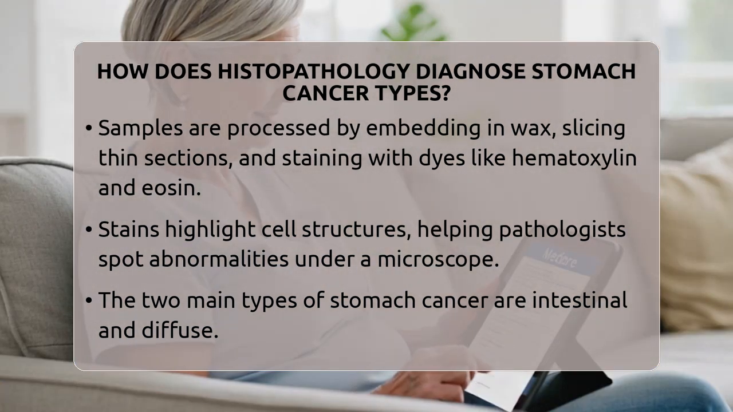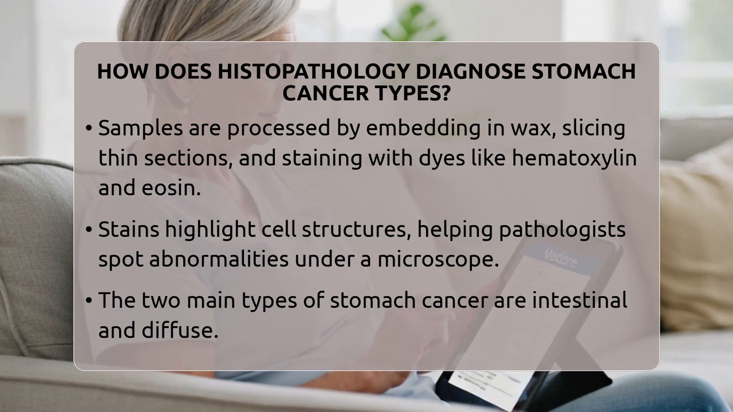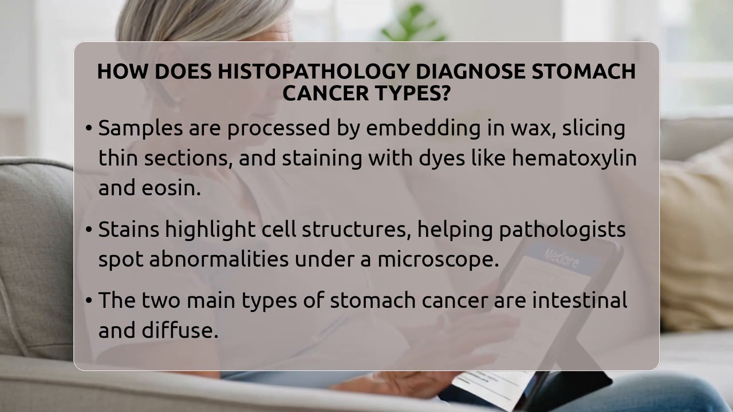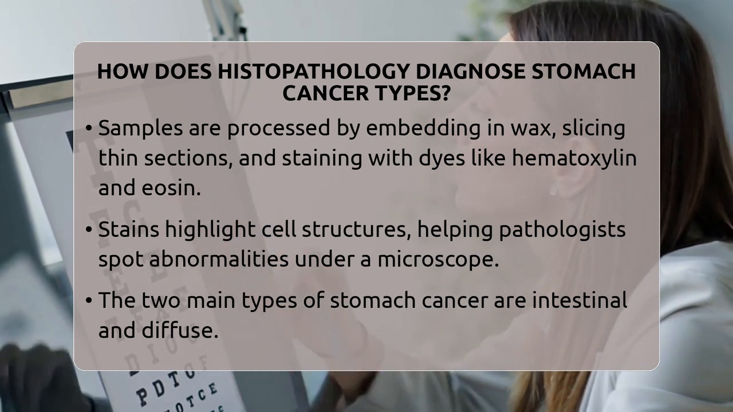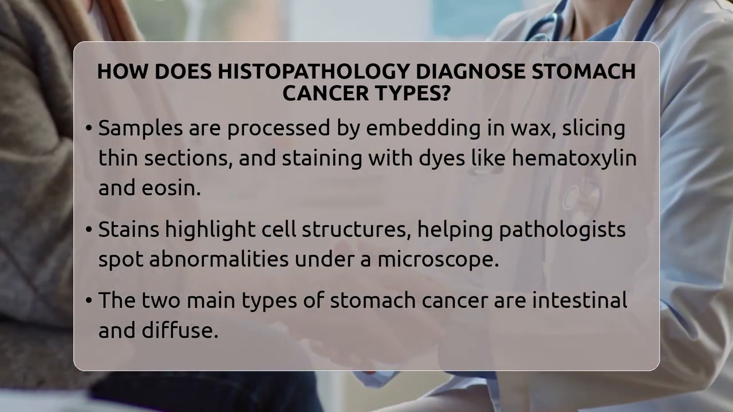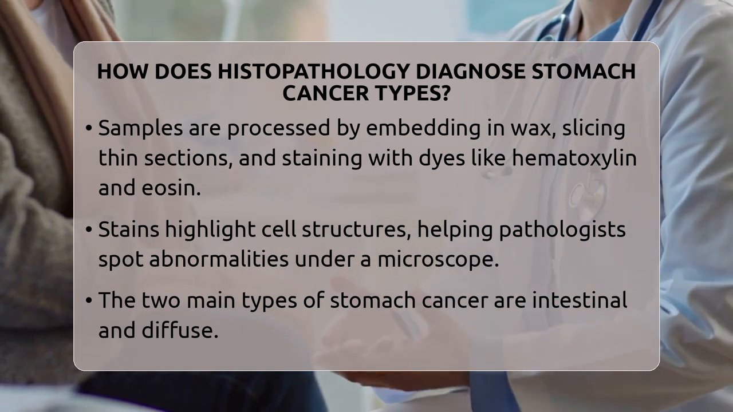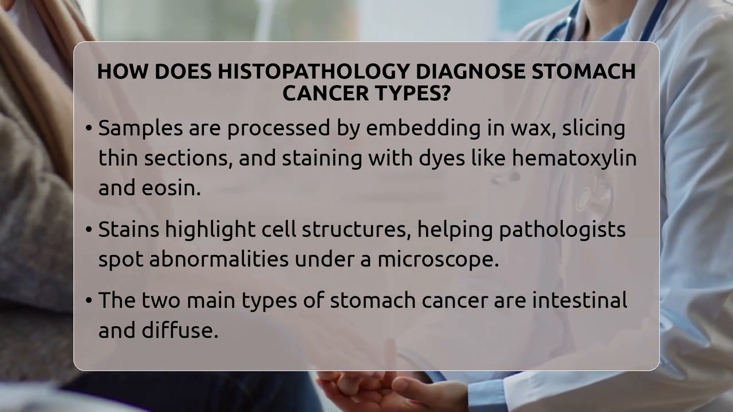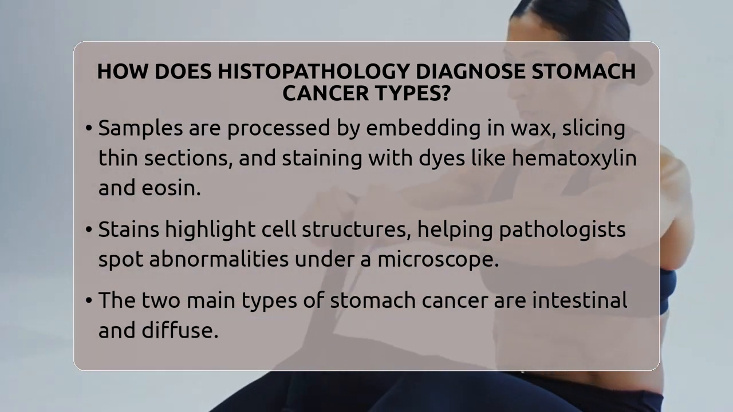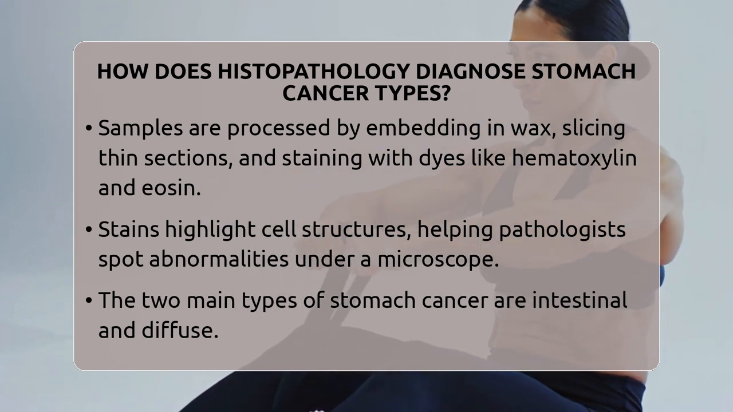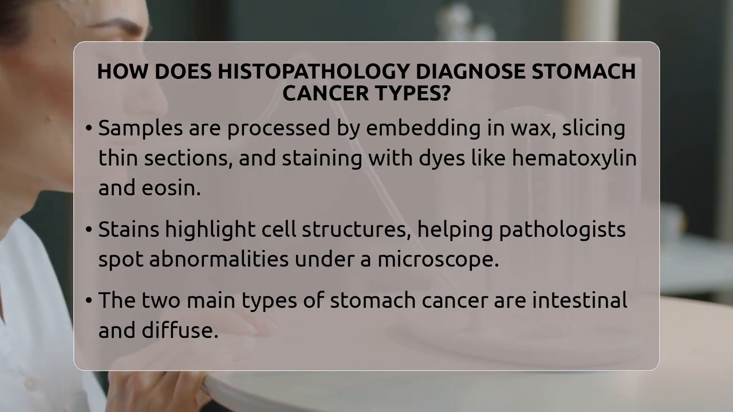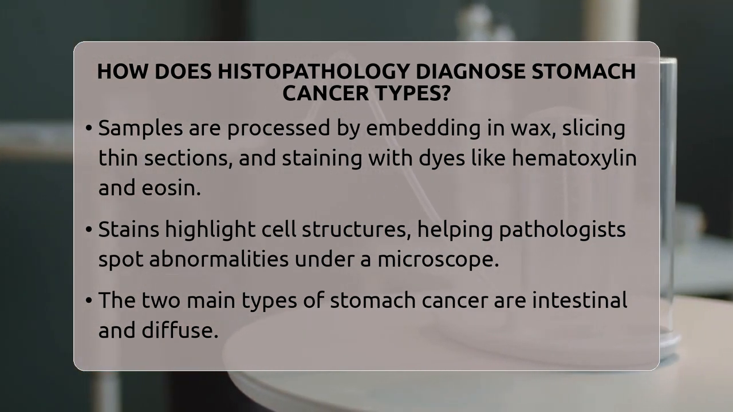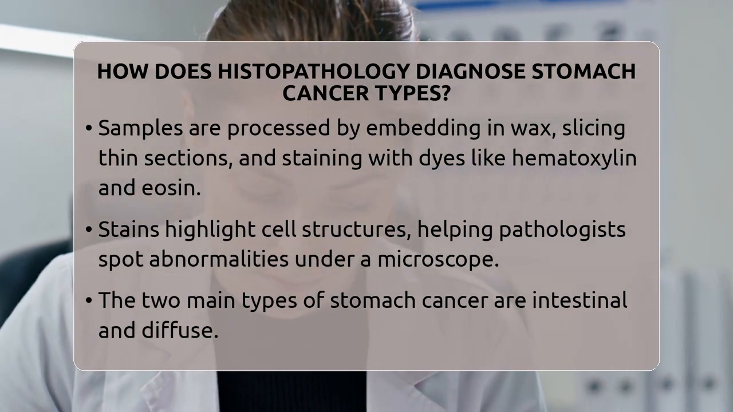The two main types of stomach cancer are intestinal and diffuse. The intestinal type forms gland-like structures that resemble the normal lining of the stomach or intestines. These glands are organized and recognizable, often indicating a progression from precancerous changes like intestinal metaplasia, which is linked to chronic inflammation from infections such as Helicobacter pylori. This type tends to grow in a more structured pattern.